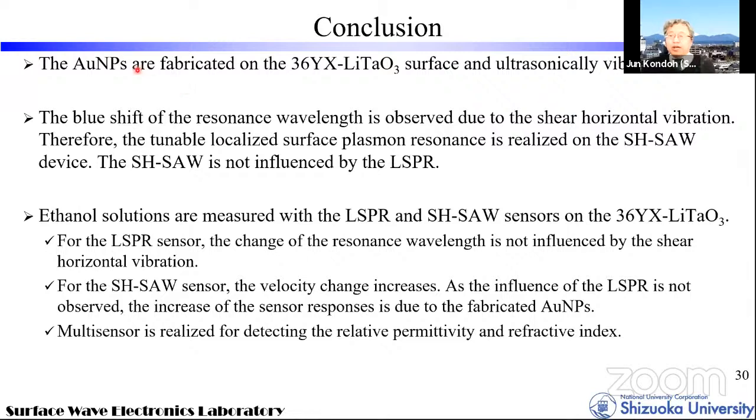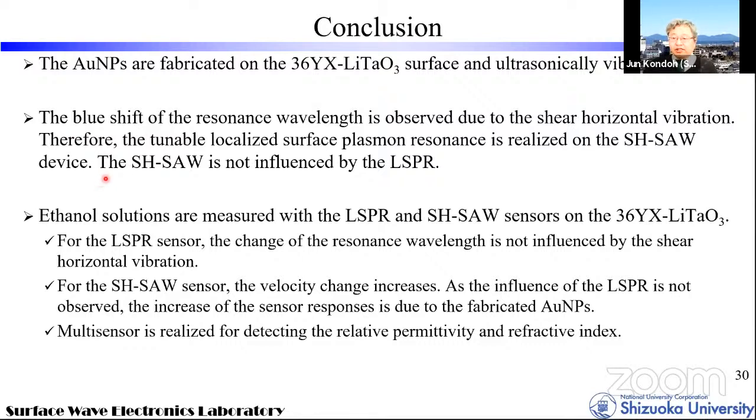So all of the nanoparticles are fabricated on a lithium tantalate surface and ultrasonically vibrated. The blue shift of the resonance wavelength is observed due to the shear horizontal vibration of the SHO. Therefore, tunable localized surface plasmon resonance is realized on the SHO device, but the SHO is not influenced by LSPR.